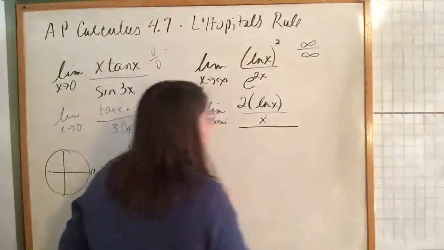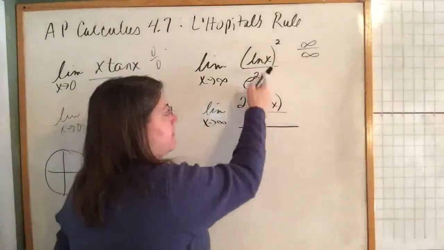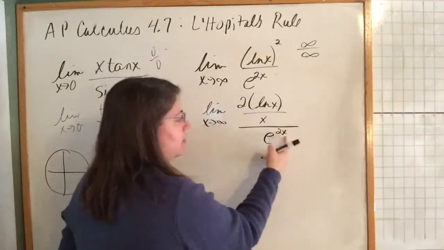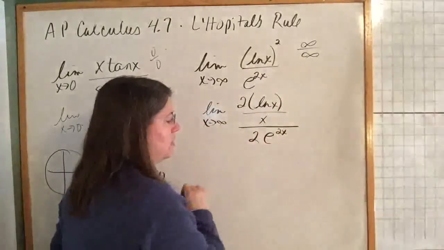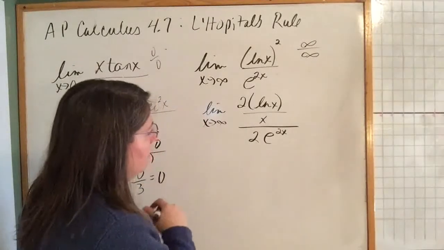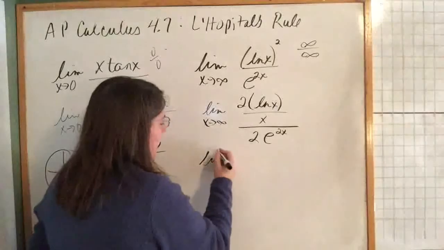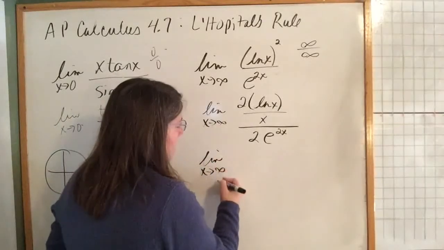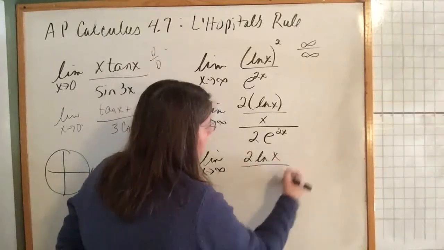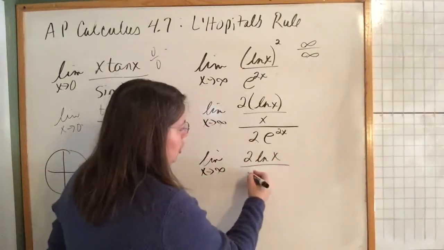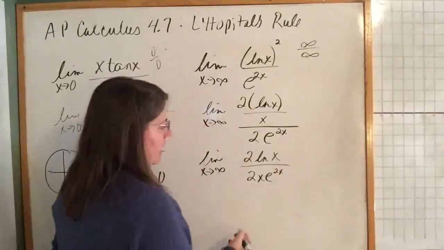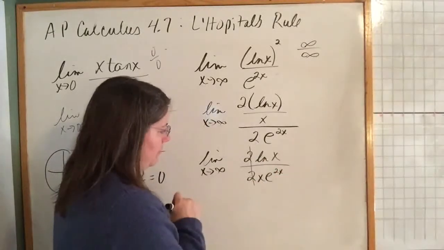And then the derivative of the bottom, remember the derivative of an e, I take that and I write it again. And then I take the derivative of the exponent part, so that would be 2. So there's my derivative. If I want to rewrite that, I would have the limit as x approaches infinity of 2 times the natural log of x over 2x e to the 2x. And I could cancel out the 2's.